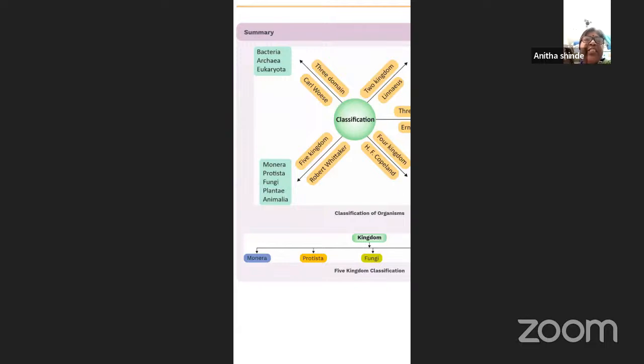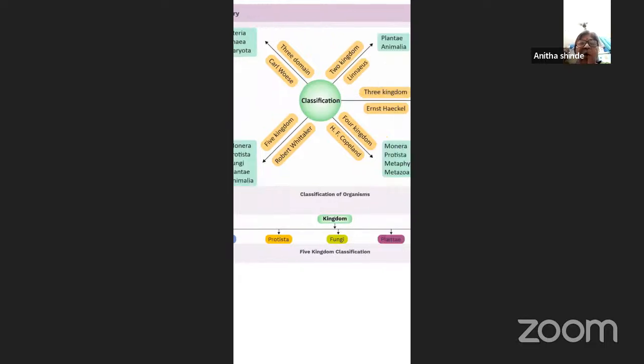Monera, Protista, fungi, Plantae, and Animalia. And the six kingdom classification, or you can say the three domain classification, which was given by Carl Woese, that is bacteria, archaea, as well as eukaryota. This is about the classification.